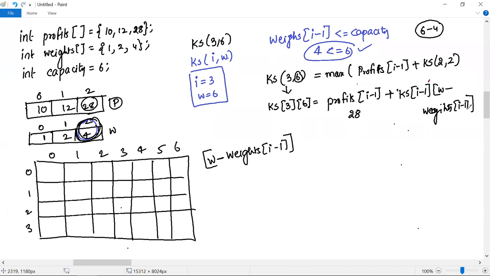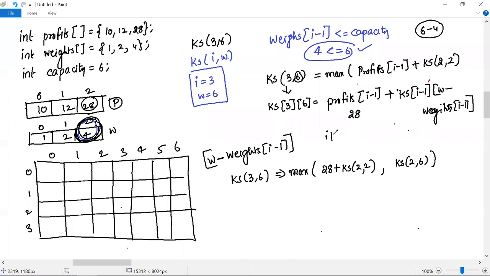Let me repeat this again so that you will get the clarity. Don't worry. What I am trying to tell you, KS of 3 comma 6 means what? Consider the third object and total capacity is 6. What did you get here? Max of 28 plus KS of 2 comma 2. What is the meaning? One object is reduced, and 6 minus 4 is 2, comma KS of 2 comma 6. This is what we wanted to write.